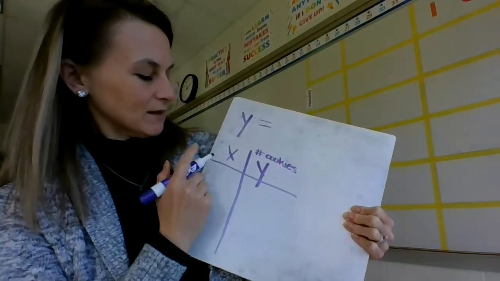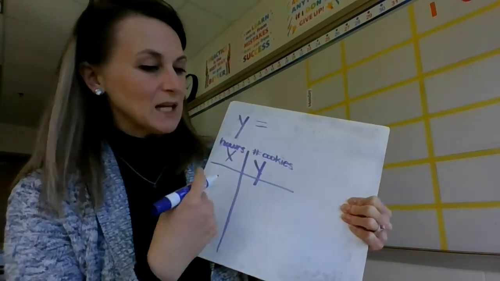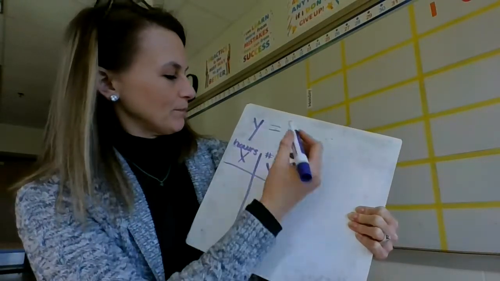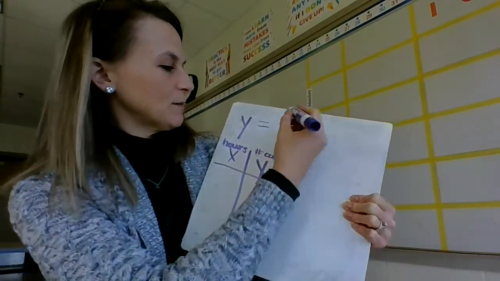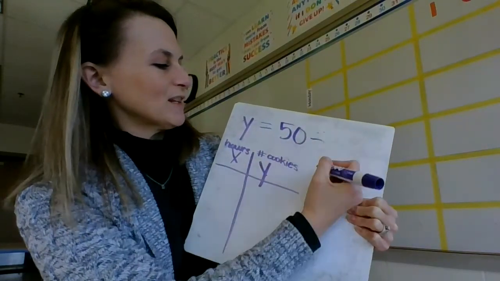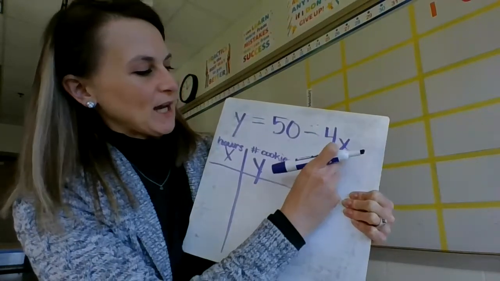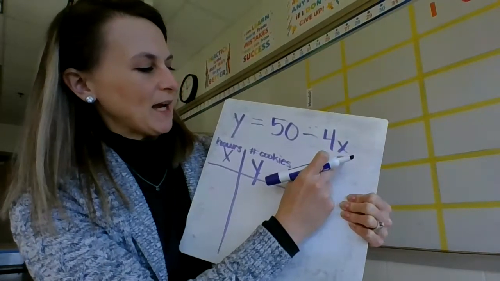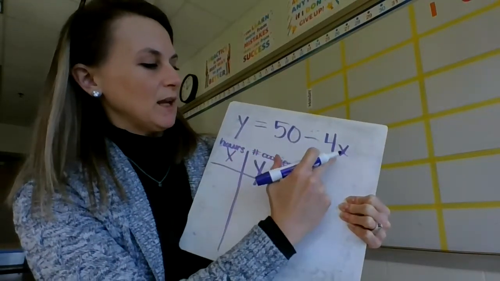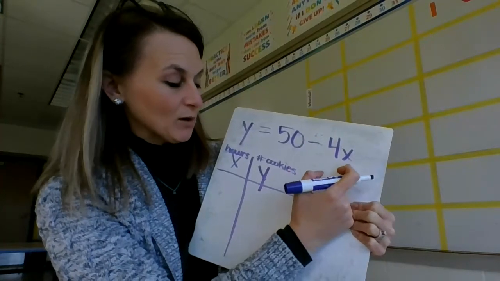Okay, and my x is going to be the number of hours, because each hour she's eating 4 of those cookies. Okay, so my equation is going to be, she starts with these 50 cookies, but then every single hour she's eating 4 of them. So 4 times however many hours have gone by is how many cookies she's eaten. So you take 50, what she started with, and subtract it by however many cookies she's eaten and however number of hours we've given her.